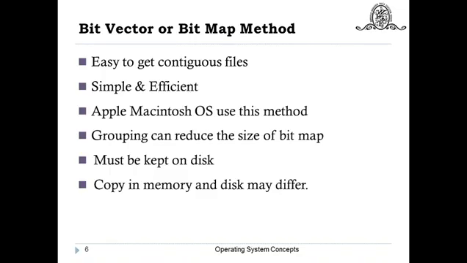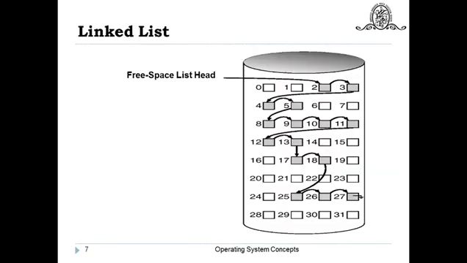But whenever you want free blocks, at that time you need to keep that bit vector on the disk, and whenever you want to read that bit vector, it should be in main memory. So sometimes the copy in main memory and the disk may differ, so that is the complication with this method. So there is another method that is called a linked list.